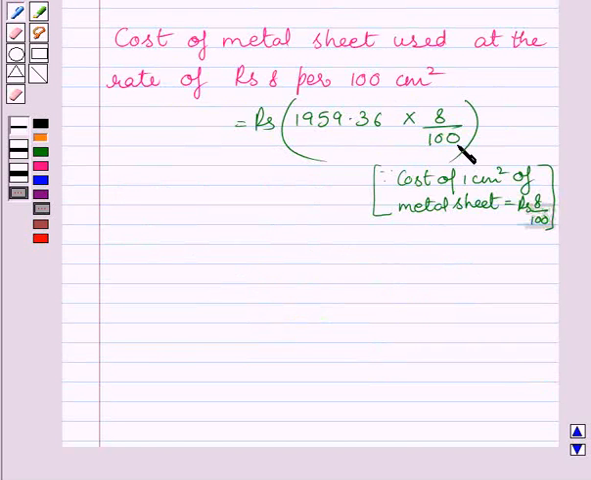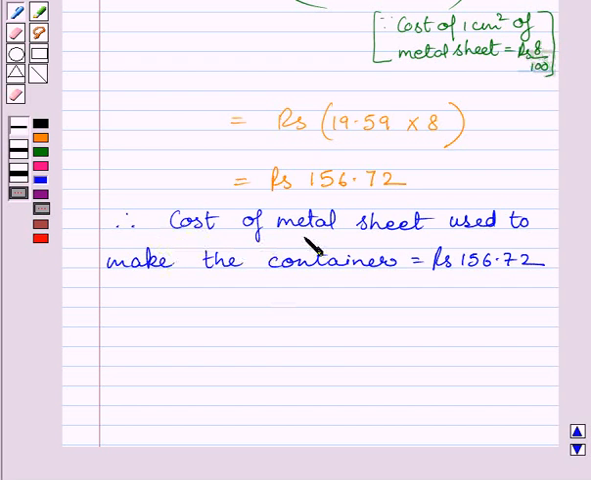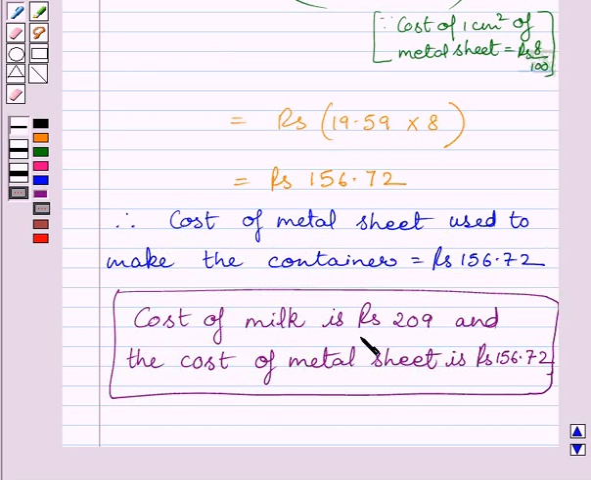Now this expression can be further written as rupees 19.59 multiplied by 8. Dividing this term by 100 and rounding it off up to two places of decimals, we get 19.59. Now multiplying these two terms, we get rupees 156.72. So our required answer is cost of metal sheet used to make the container is equal to rupees 156.72. So our required answer is cost of milk is rupees 209 and the cost of metal sheet is rupees 156.72. This completes the session.